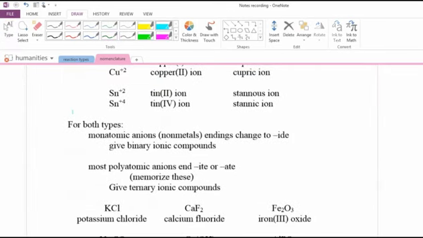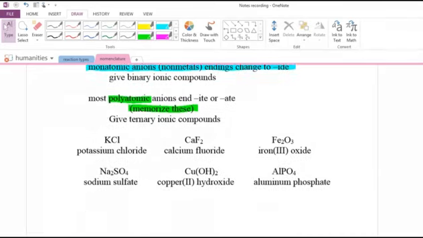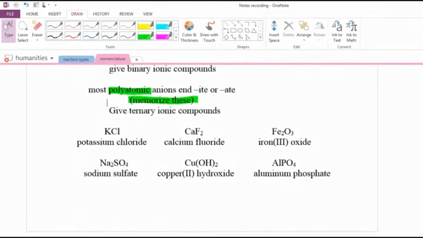No matter what the metal is, monatomic anions change the ending to -ide. Polyatomic ions, they come with a name, just use it. Absolutely important, you have to memorize your polyatomic ions. So here are some examples.